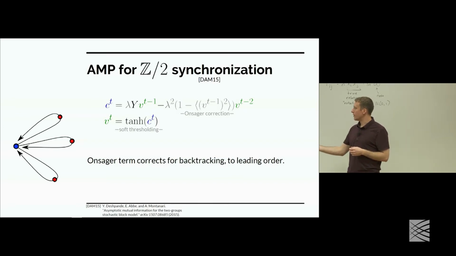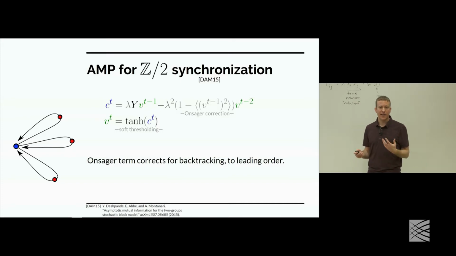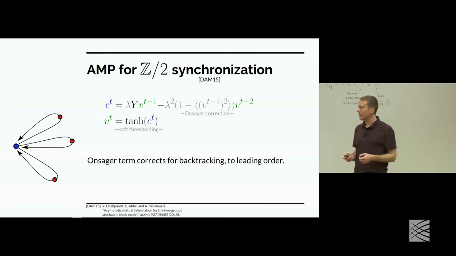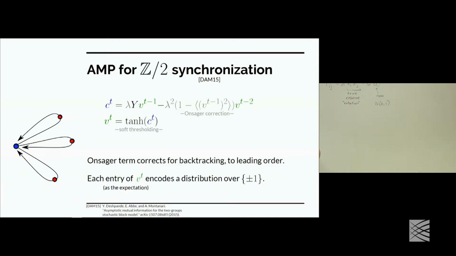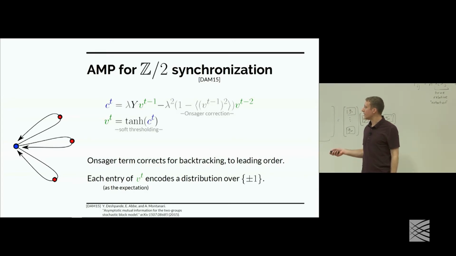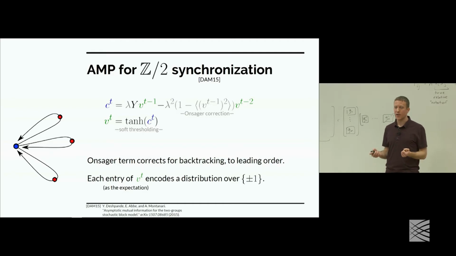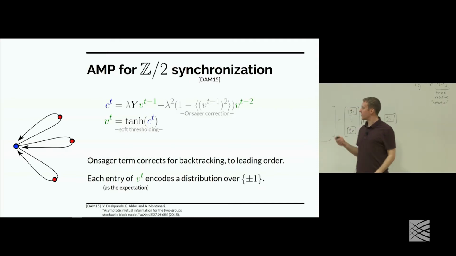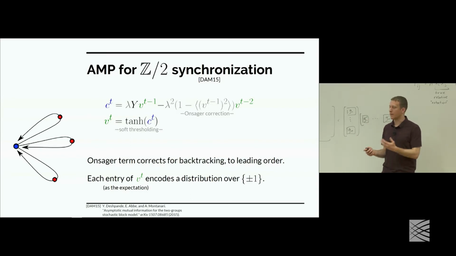If you think about the soft thresholding power method on its own, this actually does have the backtracking behavior, which we don't want. And this Onsager term manages to correct for that. Each entry of this V literally encodes a distribution over plus or minus 1. It encodes it as the expectation, so a value V represents the distribution over plus or minus 1 that has that expectation. That's where this is coming from: belief propagation.